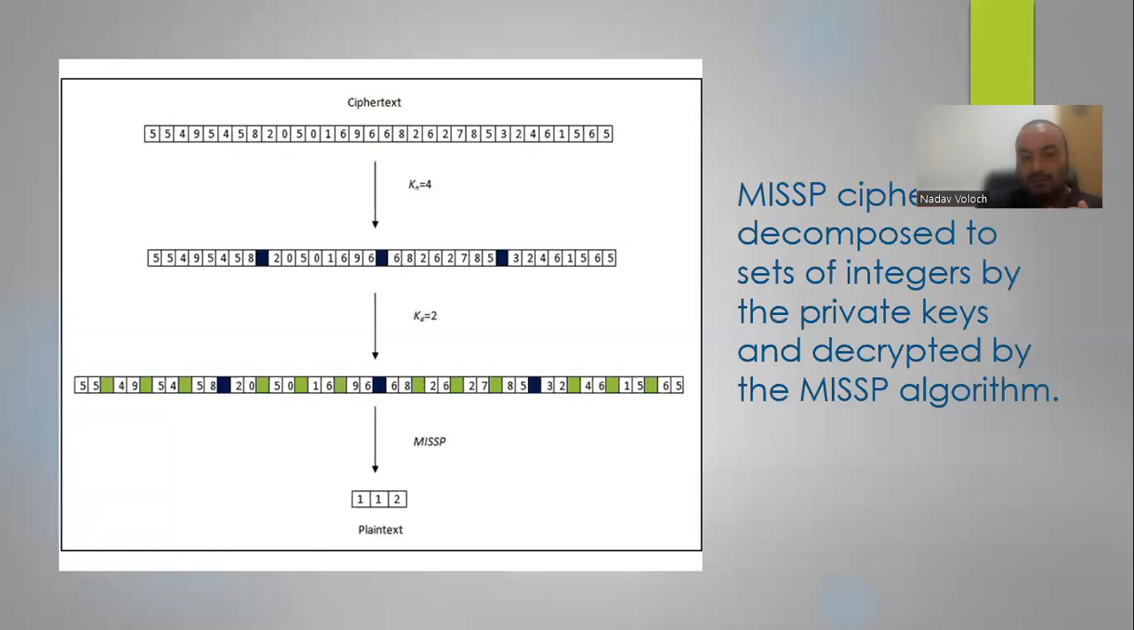So in this example, we can see the ciphertext is a random set of digits. It's like a very large number. And then we use the private keys. The first private key that we have is Kn, the parameter N, which is 4. It means that this large number consists of several digits. We don't know yet how many digits, and it still doesn't matter. And it means that we have to divide this large number into 4 parts, and these parts are the sets.